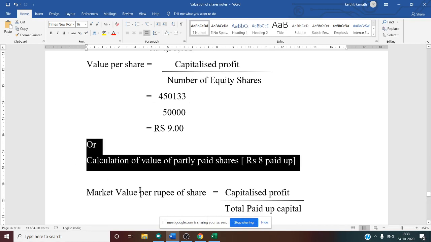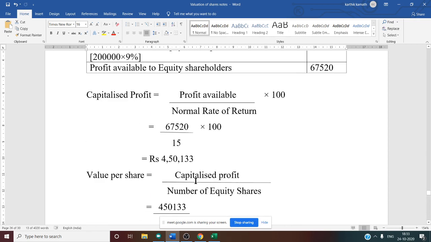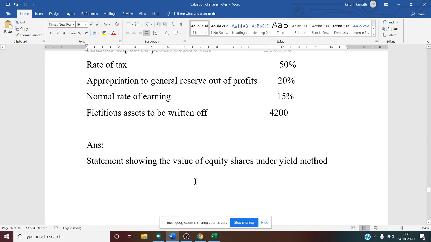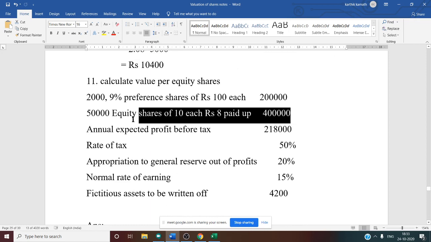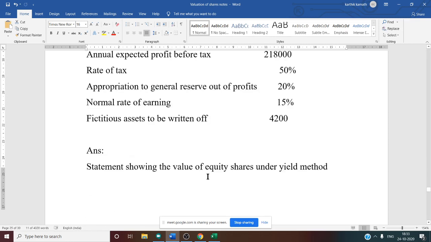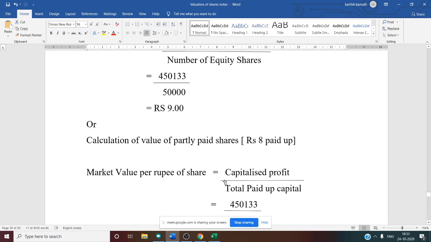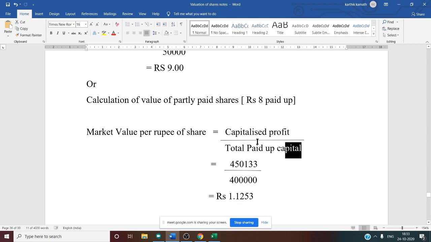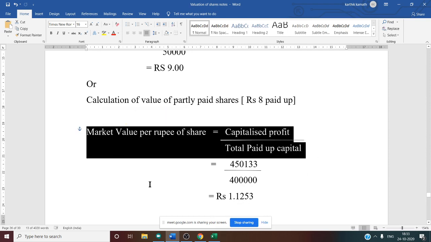Calculation of value of a partly paid share. When there is a partly paid share, you know the rupees paid up. What we are talking about here, partly paid shares, means equity share capital. See this, 50,000 into 8, they said 4 lakh. That means 1 lakh is not paid. So in the alternative method, market value per rupee of a share is equal to capitalized profit divided by total paid up capital. Okay, this way also you can do.